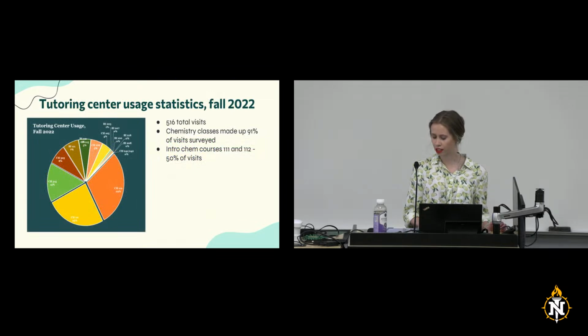Tutoring center analysis of chemistry and biology courses showed 516 visits total for the analyzed 14 courses, many of which are required for biology students. Interestingly, chemistry courses in general made up 91% of visits surveyed, and general chemistry 1 and 2 made up around 50% of visits surveyed.